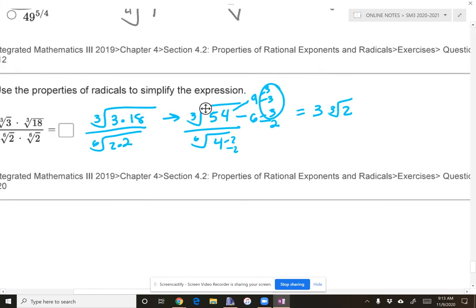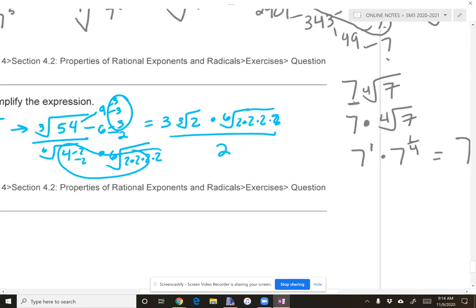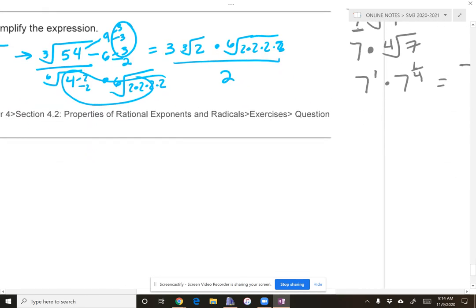So I have 2 of them and I need 6 of them. So I'm going to multiply this by the 6th root of, I need 4 more 2s. 2 times 2 times 2 times 2. You okay with that? So multiply this by the 6th root of 2 times 2 times 2 times 2. Okay, so we get 2 on bottom because I've used all of those. But now I need to simplify my top. So now I have 3 cube roots of 2 times the 6th root of 1, 2, 3, 4, 16, right?